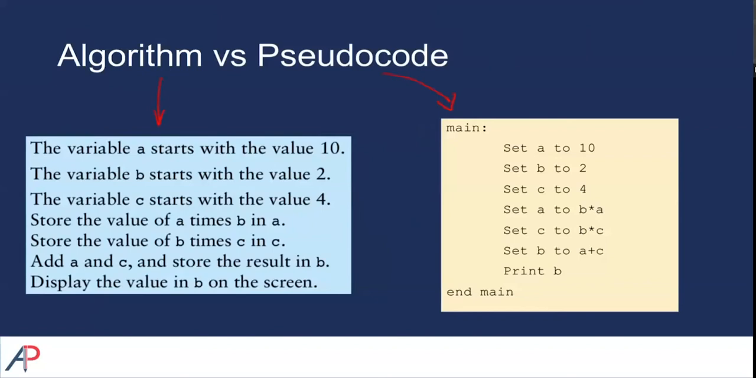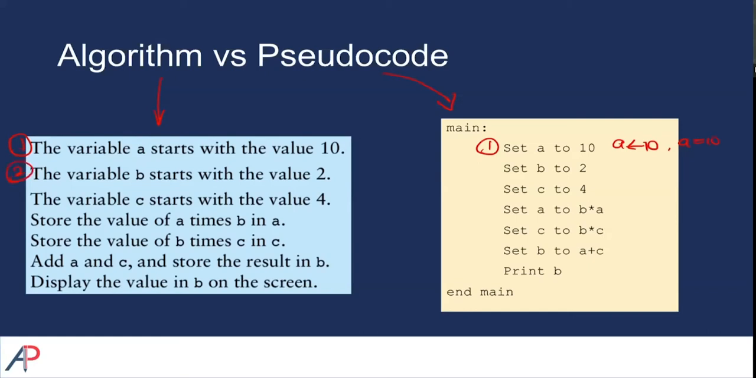We have the variable a starts with the value 10. That would be step number 1. Whereas in our pseudocode, we have 1, set a to 10. That's a little bit more pseudocode, or we could have just said something like a to 10, or a is equal to 10. There's various ways for you to write pseudocode, but as long as it's somewhat mirroring how code should look, and it is still following the step-by-step instructions of the algorithm, you have your pseudocode.